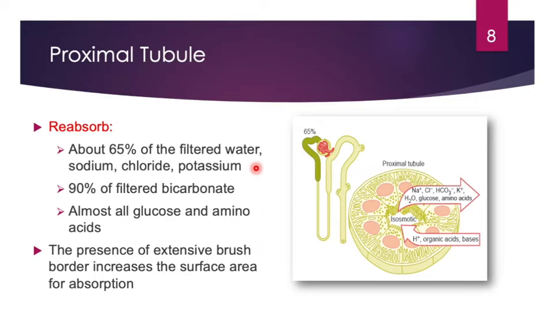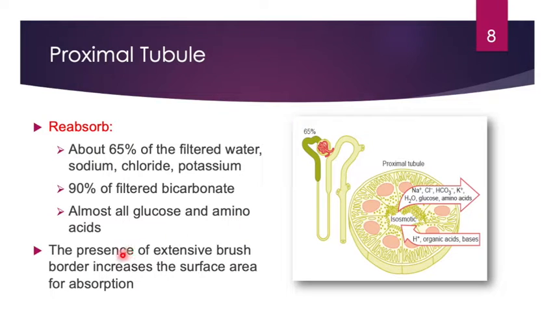The proximal tubule reabsorbs about 65% of the filtered water, sodium, chloride, and potassium. It also reabsorbs about 90% of filtered bicarbonate. The proximal tubule also absorbs almost all of the glucose and amino acids from the filtrates, which means when the filtrates leave the proximal tubule, they usually do not contain any glucose or amino acids.